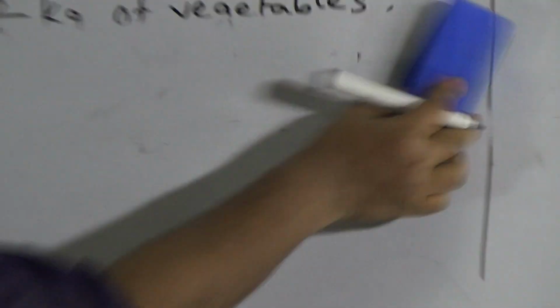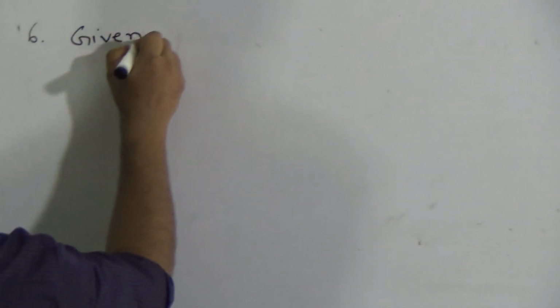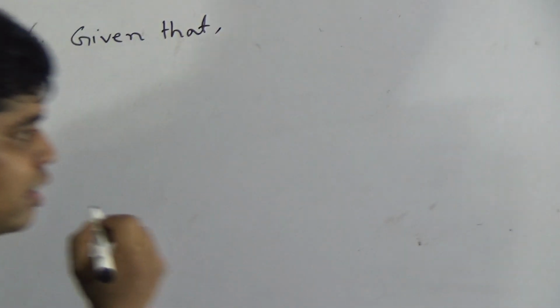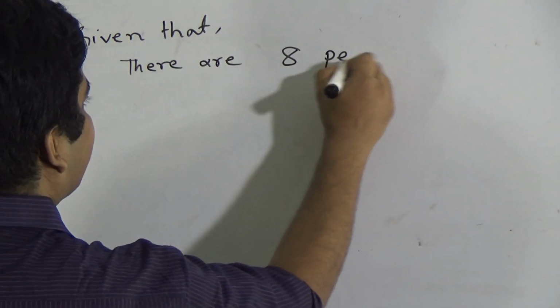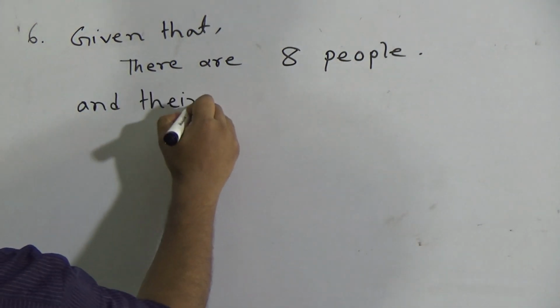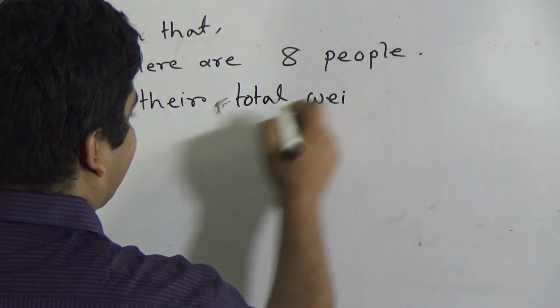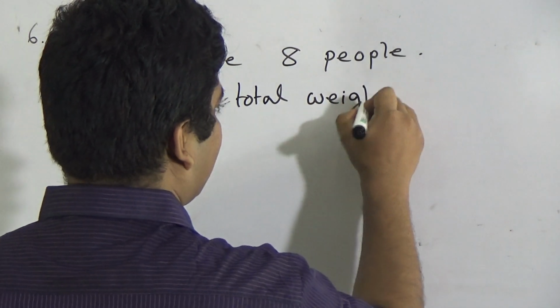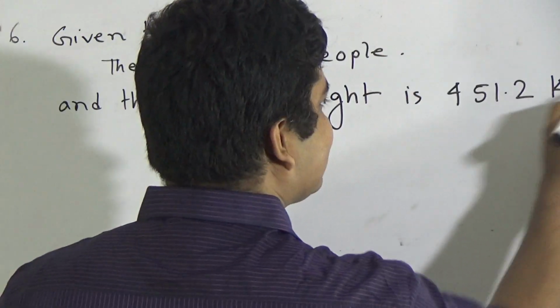So first of all, as usual, we write given that. Given that there are 8 people, and their total weight, that means sum of quantity, total weight is 451.2 kg. Okay.